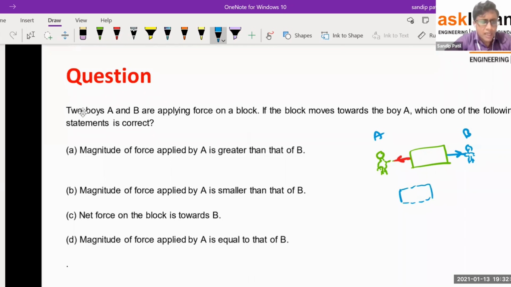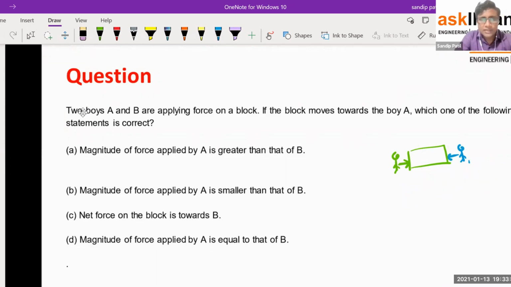Let's see what the options are. First, magnitude of force applied by A is greater than that of B. Okay, just 1 minute. They haven't mentioned whether it is pushing or pulling, but it's not assumed it is pushing. They haven't mentioned the string, so consider a different scenario. If this boy is pushing the block, and similarly the second boy is also pushing. Well, they're directly applying the force. So instead of using the string, say they are pushing. Now what happens in this case? The block moves towards A, like this.